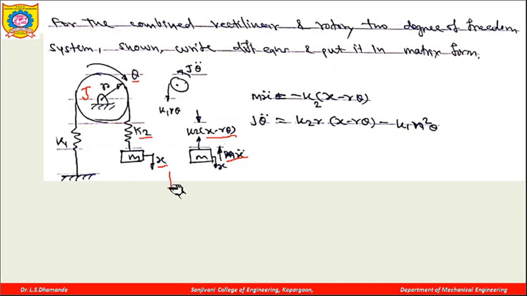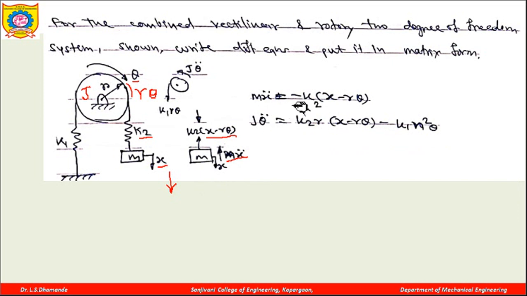So x is in the downward direction, so if I consider that x is more, and whatever the displacement due to this will be there, that is r theta. Whatever the angular position is there, the displacement here I am getting as r into theta, so that will be subtracted from this. So I will get this K2 into x minus r theta, that is the force over here.